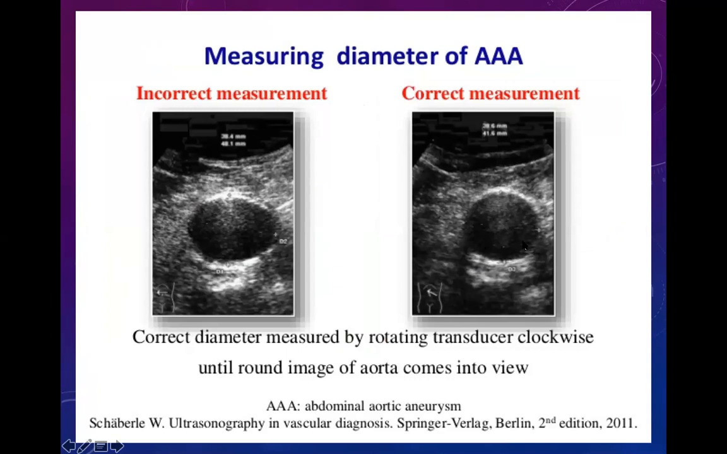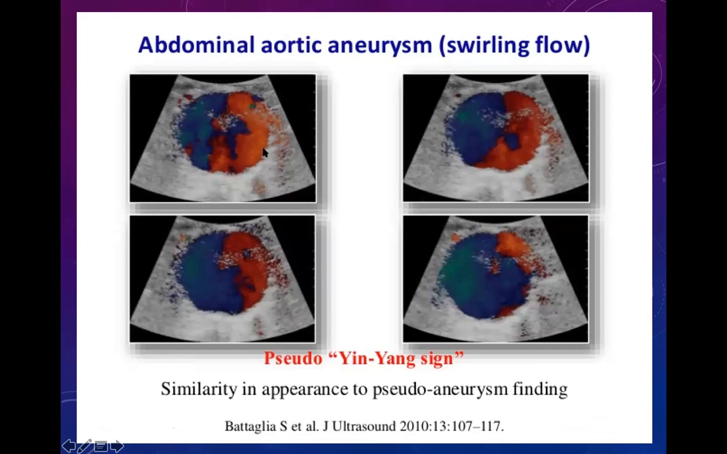And correct diameter is measured by rotating the transducer clockwise until the round image of the aorta comes into view. So this is how you should be measuring the diameter of the aorta. If there is a swirling flow, this is a characteristic of an aneurysmal flow. So this is a pseudo yin yang sign. A true yin yang sign is found in the pseudoaneurysms, while in the true aneurysms you have a pseudo yin yang sign, similar in appearance to the pseudoaneurysm finding, in which you have the true yin yang. So this is the yin, this is the yang. So this is the aneurysmal blood flow finding.